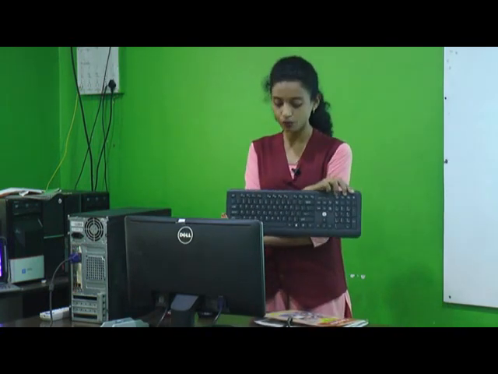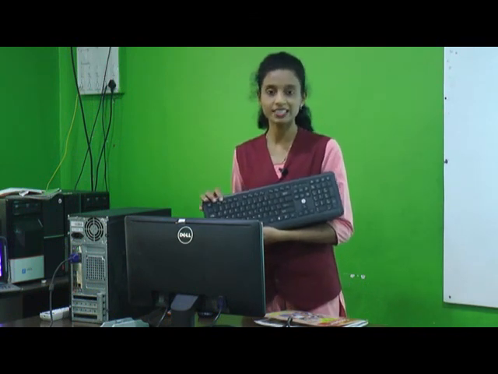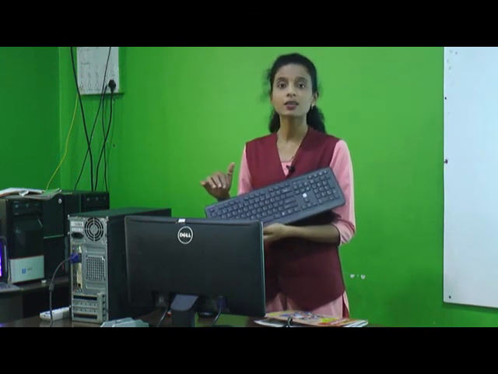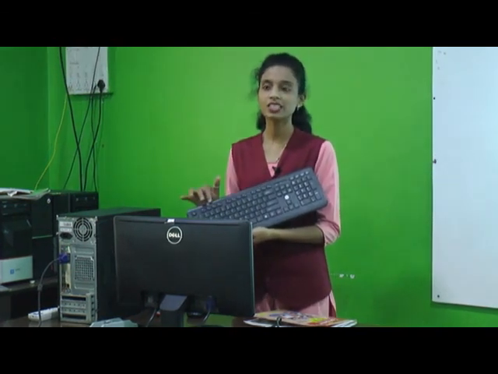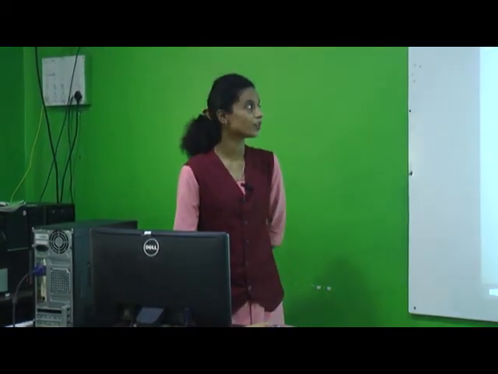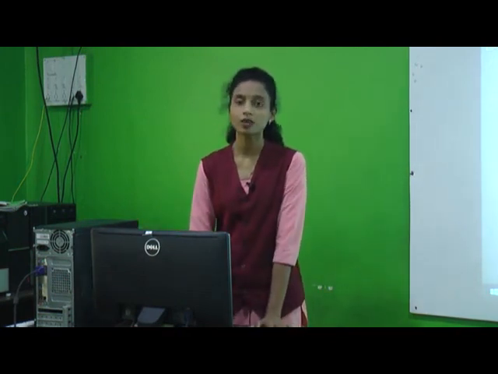If you want to write anything, then we use the keyboard. The keyboard has different keys, meaning alphabet keys, letter keys, function keys, special keys. These types of keys the keyboard has. And what is it? Good. It is a mouse. If you want to point at anything, then we use the mouse. Then we will see the details of the desktop computer.